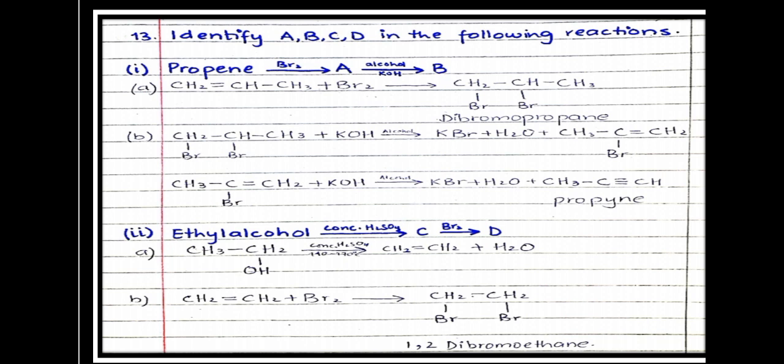Now look at the second part, ethyl alcohol. In case of ethyl alcohol, if we are having concentrated sulfuric acid, it means that this is the alcohol's dehydration. One molecule of water is removed and ethyl alcohol is converted into ethene, and this could happen in the presence of 140 to 170 degrees centigrade temperature. And now reaction of ethene with bromine, again we have halogenation and double bond structure is converted into single bond, and we are having 1,2-dibromoethane. See all of these four reactions.